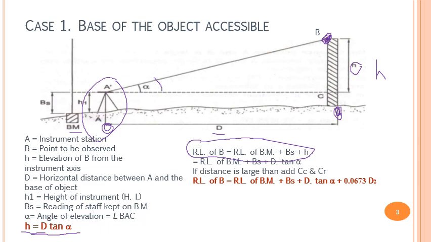If the distance is large, then add the corrections for curvature and refraction. RL of B is equal to reduced level of benchmark plus BS plus d tan alpha plus 0.0673 d squared. This is the correction for curvature and refraction.